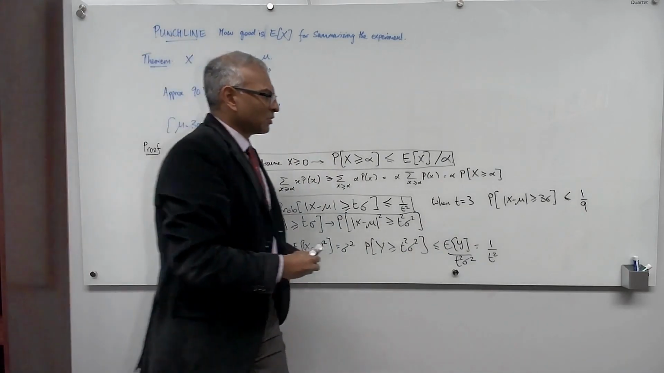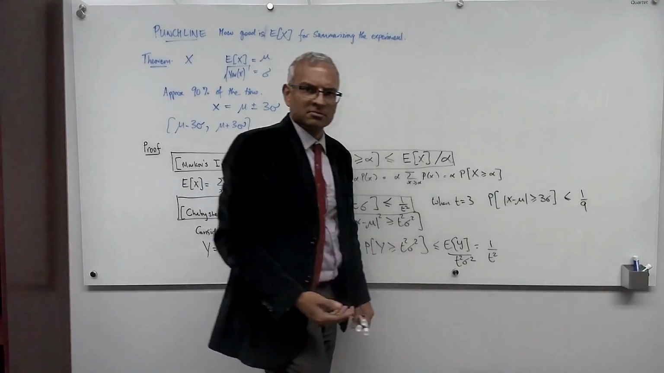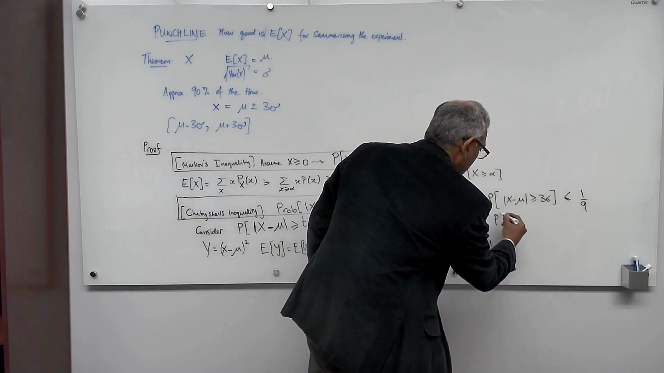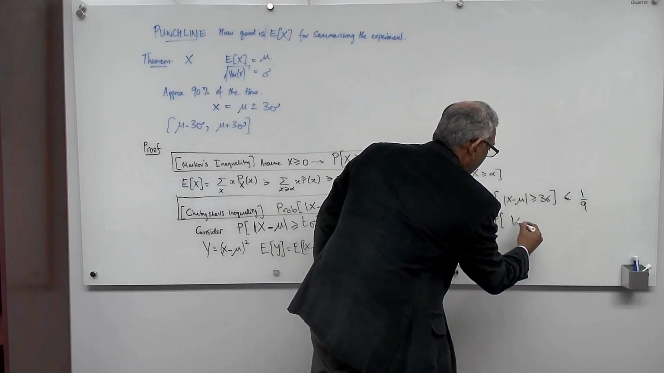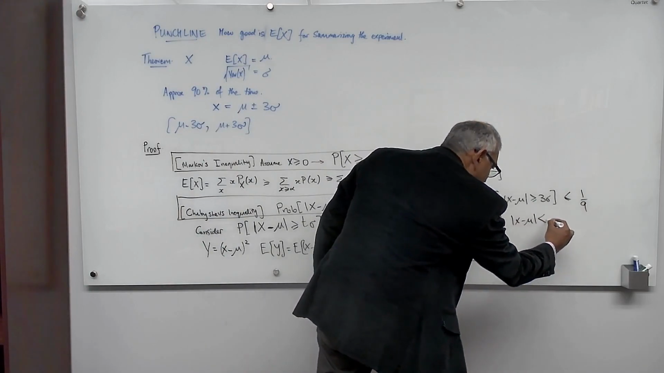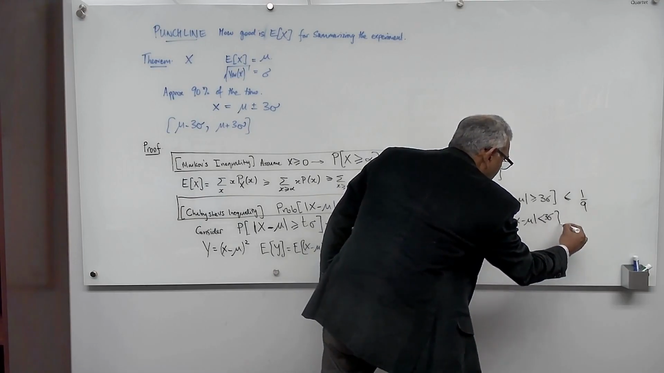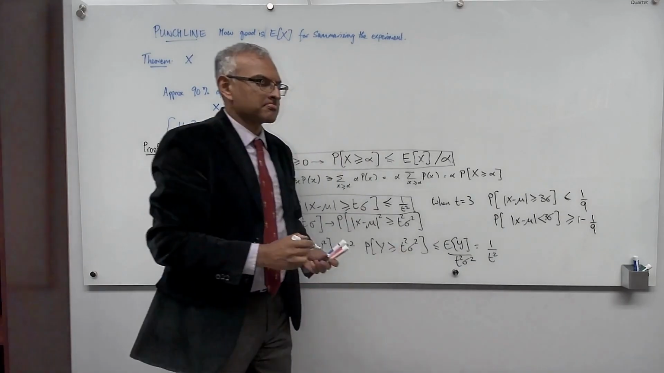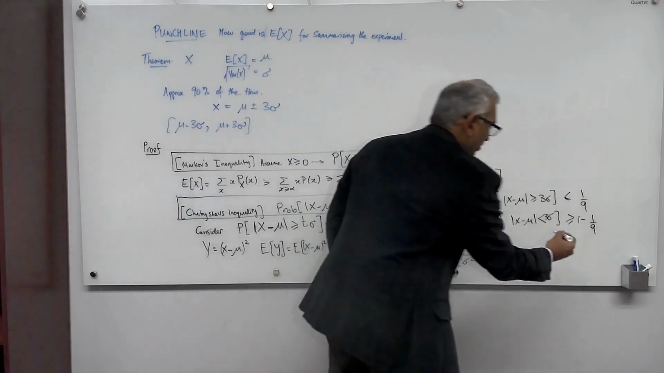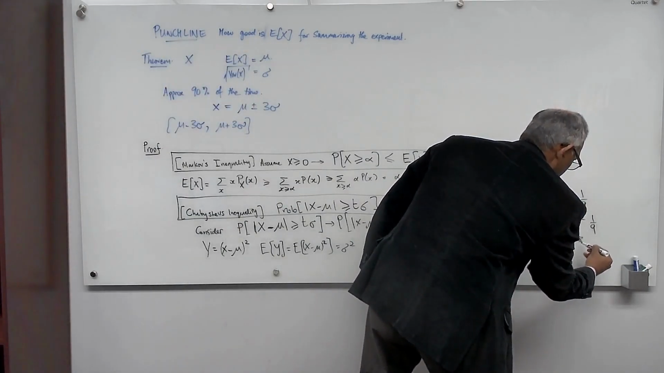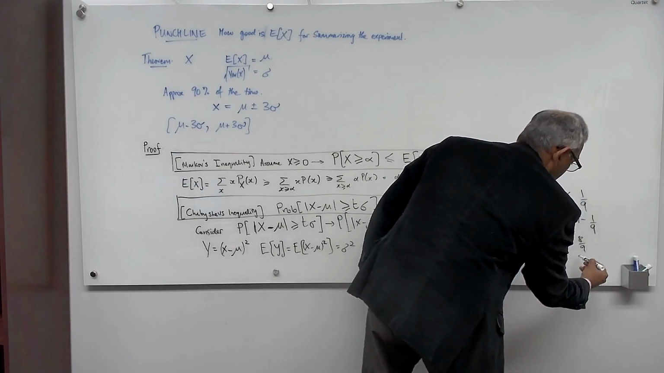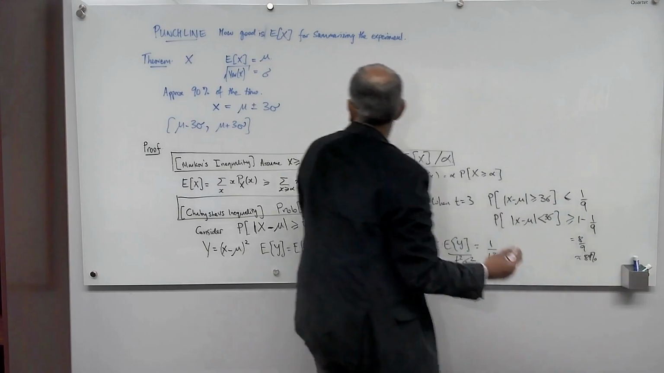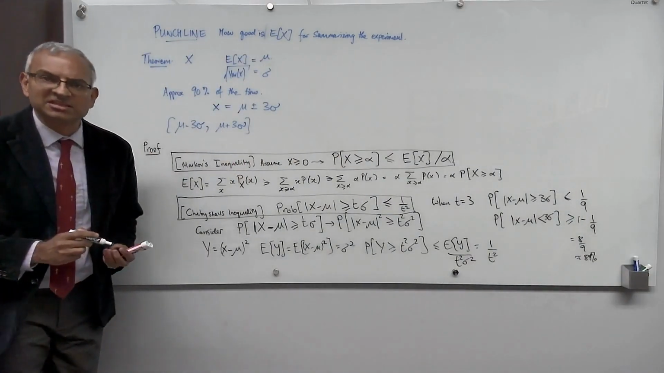Okay. So this 1 over 9 is a little bit larger than 1/10. So the probability that |X minus mu| is less than 3 sigma is at least 1 minus 1 over 9. 1 minus 1 over 9 is 8 over 9. This is approximately equal to 89%. Hence, I said approximately 90%.